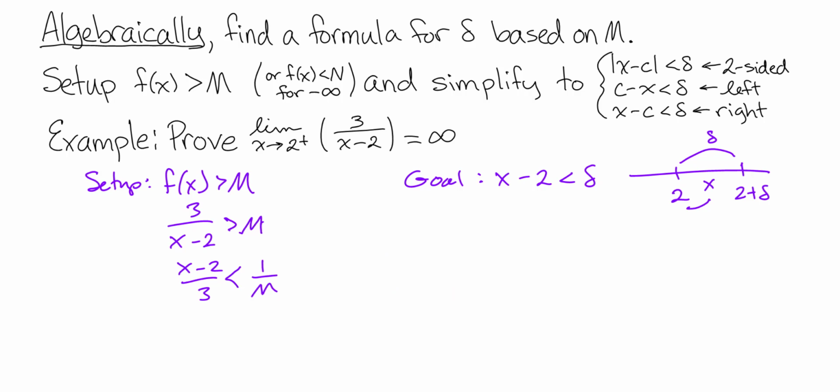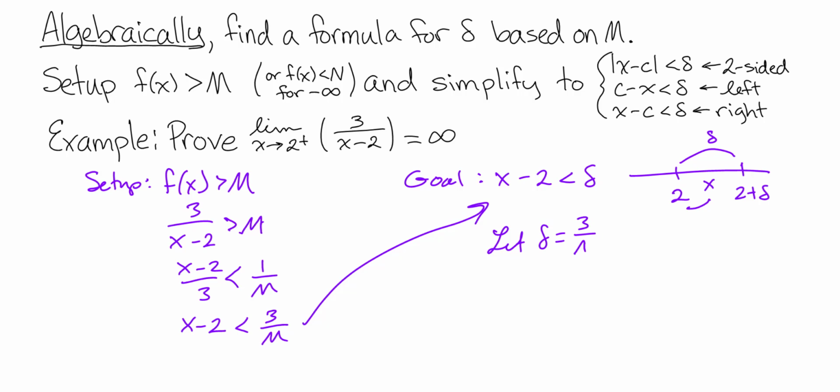So in this case, we now want to bring the 3 to the other side, and we have x minus 2 is less than 3 over m. So this matches the inequality we were looking for here, and we can say let delta equal 3 over m.